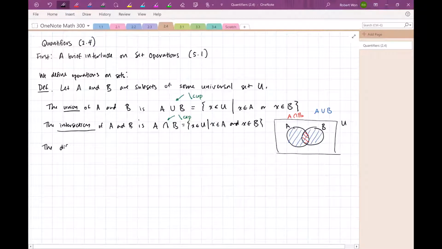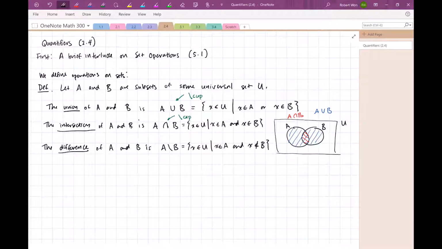Okay, the next set operation is called the difference. So the difference of A and B, here we'll take A minus B. This is the set of all x's in U such that x is in A and x is not in B. It's everything that's in A, but also not in B. So it's like you're subtracting B off of A. You're taking A and subtracting off in some way all the stuff that's in B. This symbol is \setminus. This is the set theoretic difference.